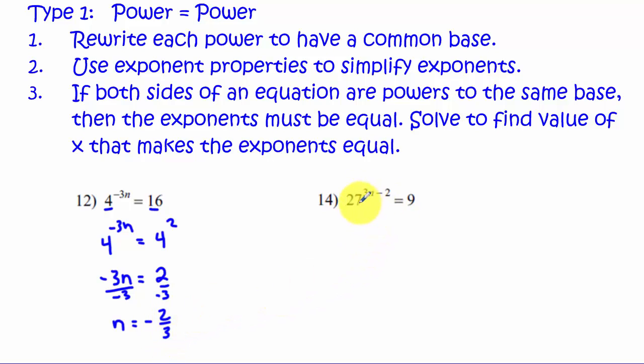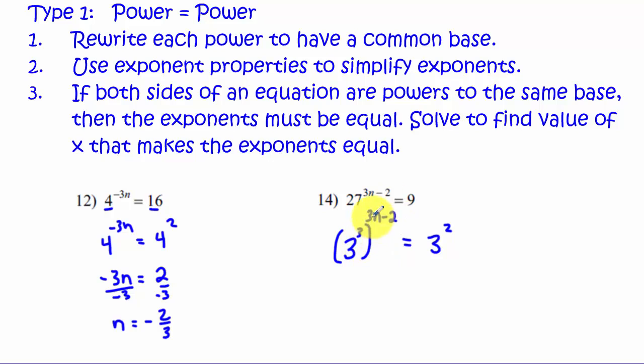Now if we look here, 27 and 9, we cannot write 27 as a power of 9. We cannot write 9 as a power of 27. But these are both powers of 3. So 27 is 3 to the third power. Now we just replace the 27, so that is still to this exponent here. And on this side, we can write 9 as 3 squared.